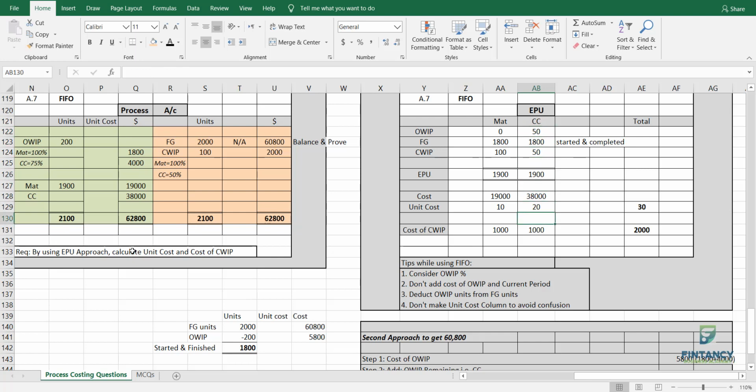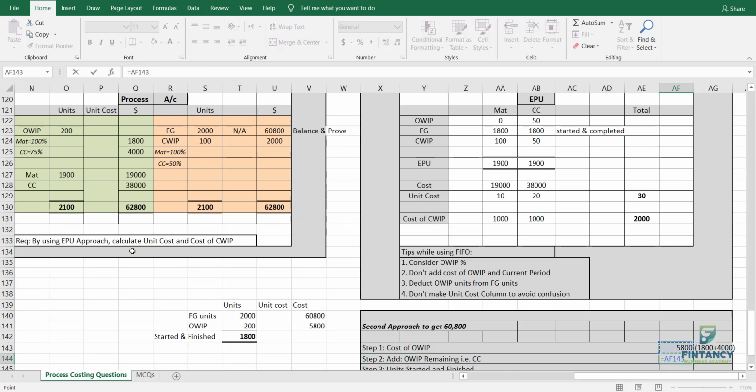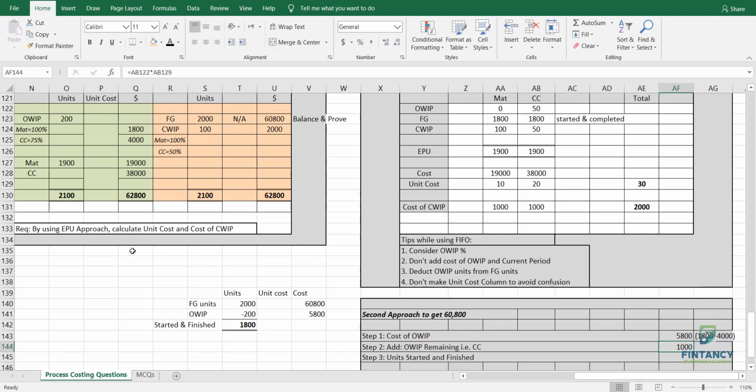So what you will do is you will say here, I am linking with the formula so you don't forget this. This 50, and what is the relevant cost of CC during the month? 20,000. Got it, everyone?